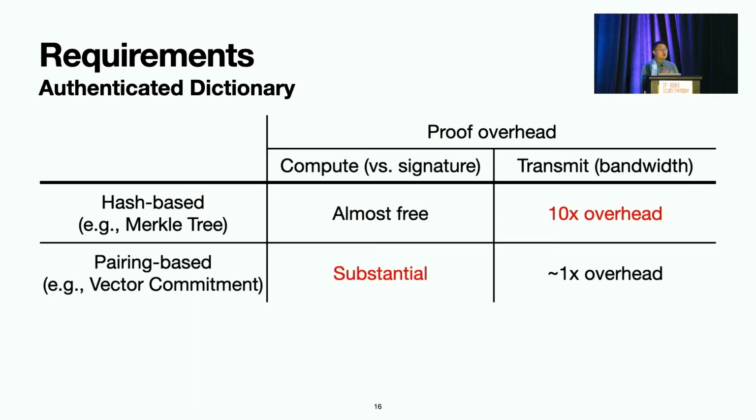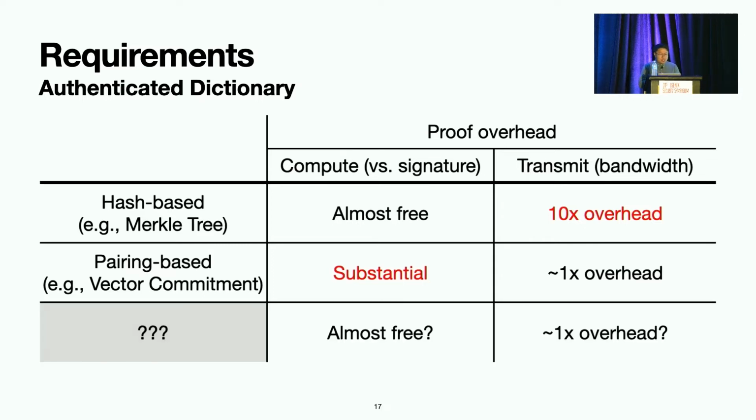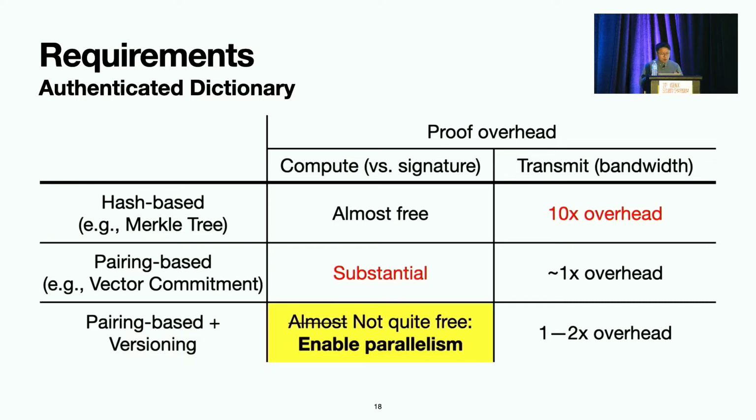An alternative is to use pairing-based authenticated dictionaries, such as with vector commitments. Here, the transmission costs are very cheap, but the computational costs can be quite substantial because these rely on operations on pairing-friendly elliptic curves. So what I'd like to give you is an authenticated dictionary with almost free computational costs and very low transmission costs, but we weren't quite able to do that. We couldn't find a silver bullet. So instead, I'll tell you about how we enable parallelism to manage these high computational costs.